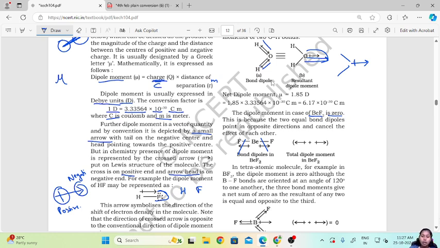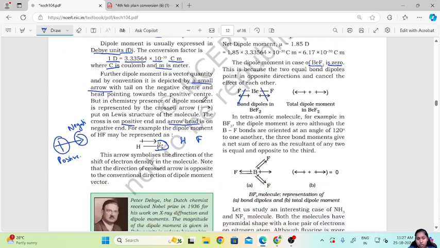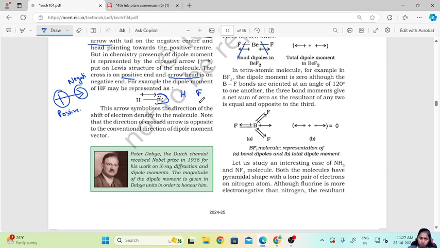Now in tetraatomic molecules, for example in BF3, the dipole moment is 0. Although the BF bonds are oriented at an angle of 120 degrees to one another, the three bond moments give a net sum of 0, as the resultant of any two is equal and opposite to the third one. Now in such structures the same thing happens. The overall polarity is 0 because here all the three bonds are arranged at an angle of 120 degrees.